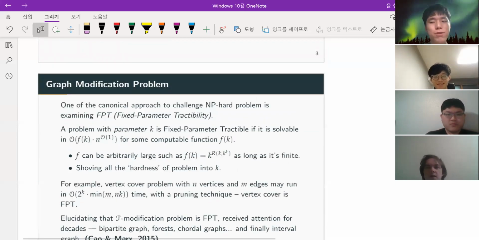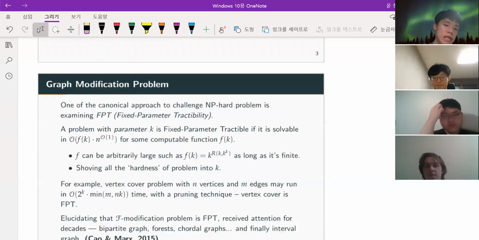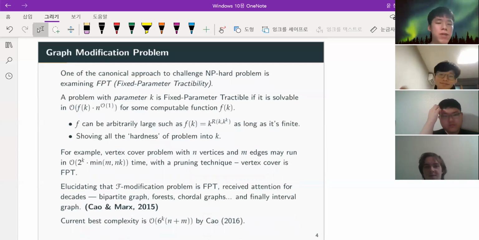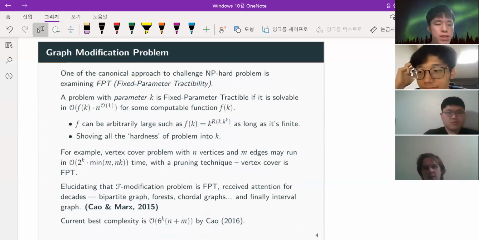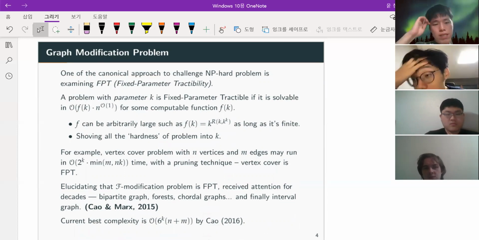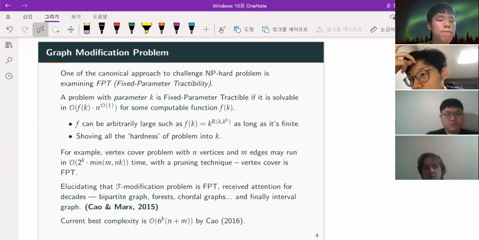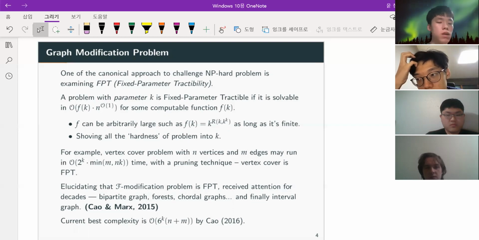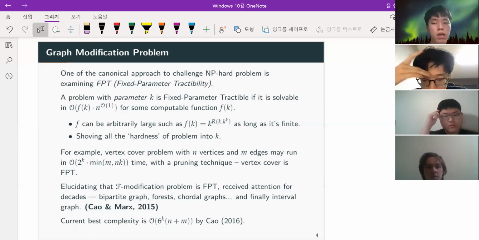Hence, we should not give up here, even though we cannot solve the IVD problem exactly. So we're going to talk about the FPT-ness of graph modification problems. Briefly introducing FPT, a problem with parameter k is fixed parameter tractable, shortened to FPT, if it is solvable in order of f(k) times a polynomial in n, where n denotes the input size, for some computable function f. f can be arbitrarily large, such as Ramsey number or exponential, as long as it's finite and computable. So it is a tactic to shove all the hardness of the problem into the parameter k. In the case of graph modification problems, the parameter k is the number of edges or vertices to be modified.